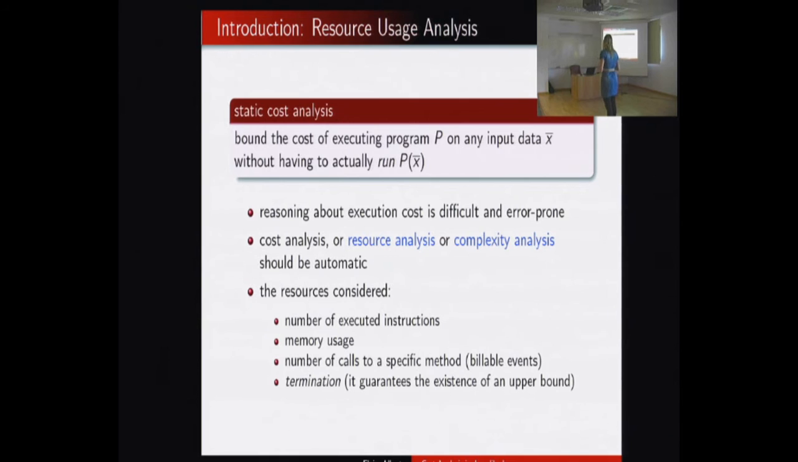Another possible resource is the number of calls to a specific method. So this can be interesting, for example, if we have a method that produces a observable event, like sending an SMS. There are other instances, like calling remotely some server, which is also an interesting resource model. And all those are currently available in the system. And finally, termination, which for us is the simplest resource, only guarantees that there exists an upper bound, but it doesn't compute it. It doesn't say which one it is.